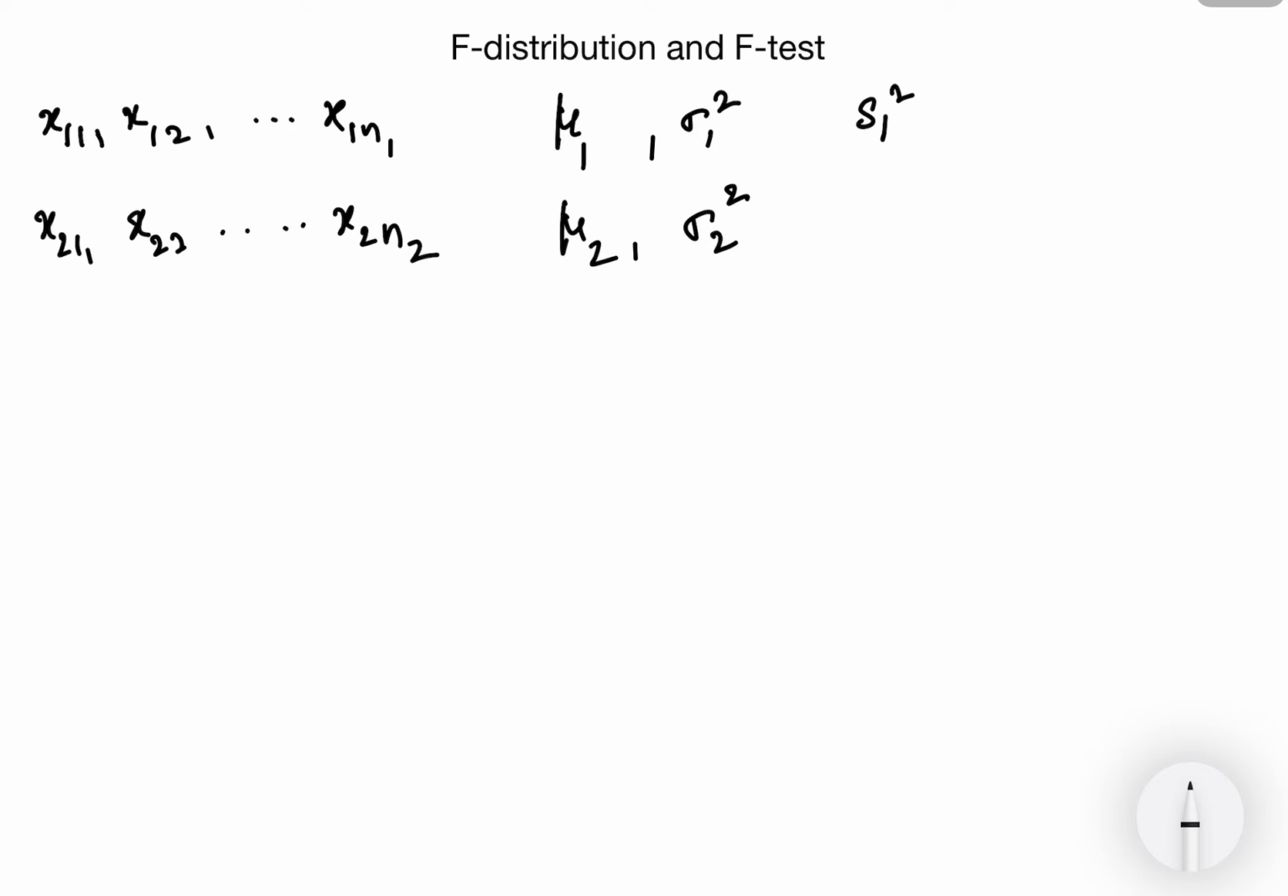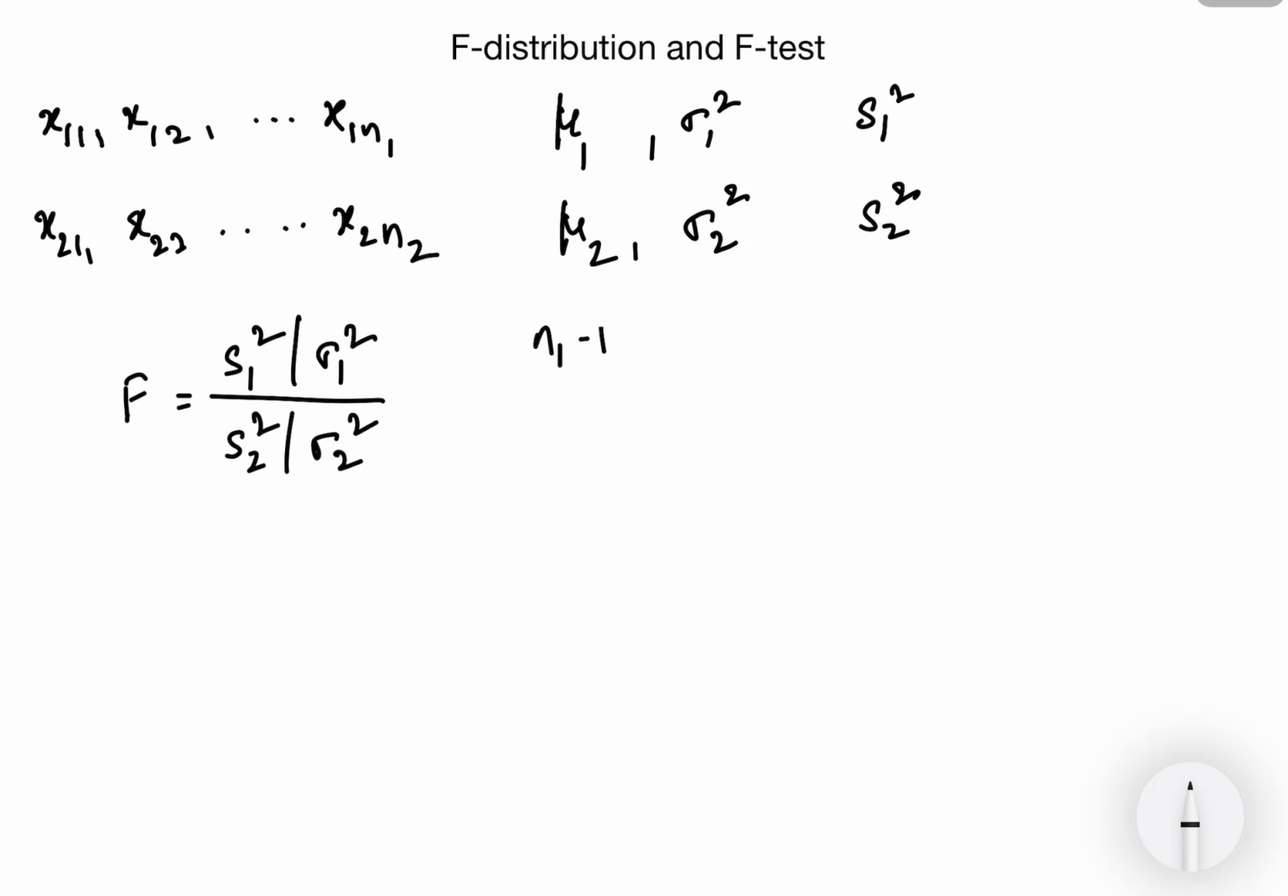Let s1 square and s2 square be the sample variances. Then the ratio s1 square over sigma1 square over s2 square over sigma2 square, which is denoted as F, has an F distribution with n1 minus 1 numerator degrees of freedom and n2 minus 1 denominator degrees of freedom.